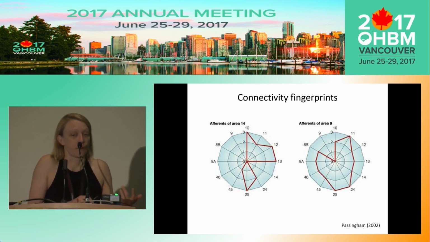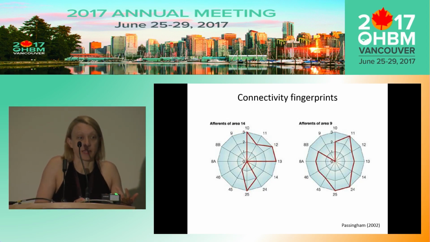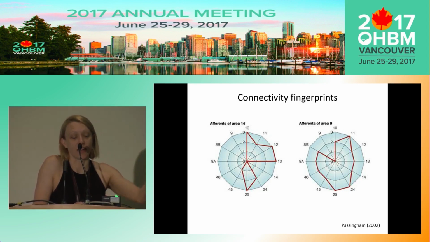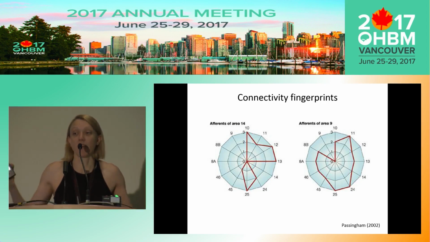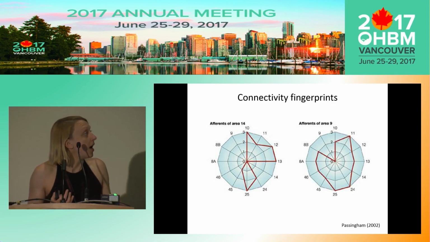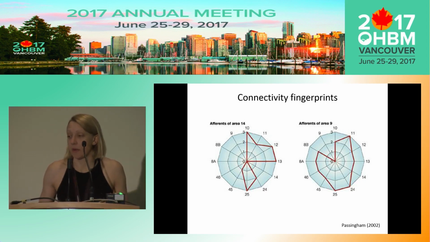So this is a paper from really a long time ago now by Dick Passingham, which was one of the first papers to shape the way that we thought about connectivity from a parcellation point of view. And what he stated was that the connections of an area could form a kind of fingerprint. That is, not one area connects to another one and no other area does, but that the particular pattern of connections might form a functionally relevant module. So here's an example from a couple of areas.